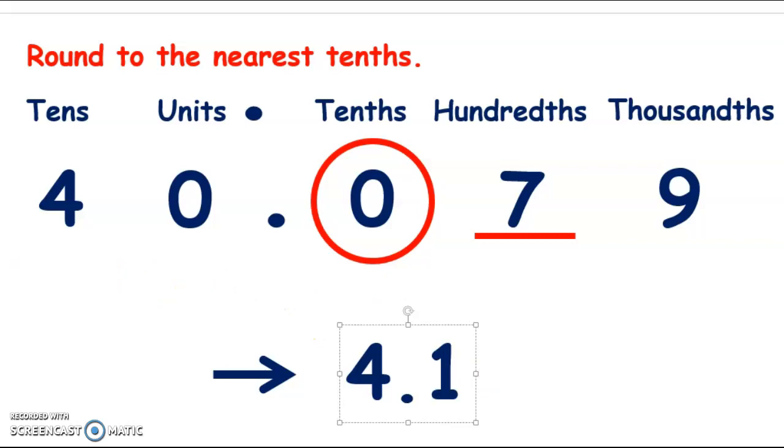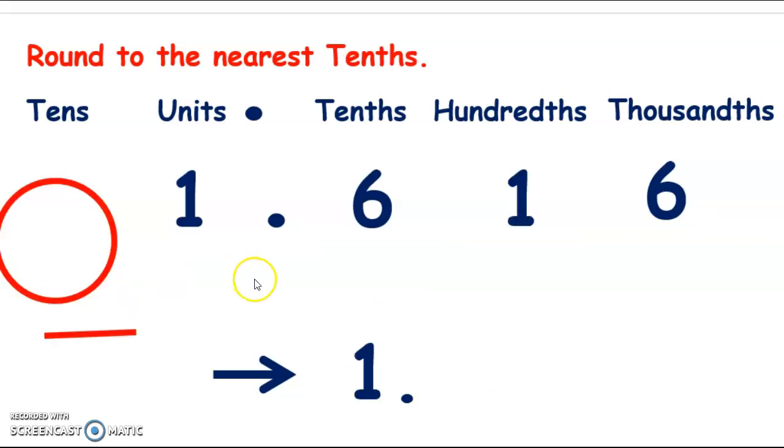Let's check the second one. I have another one, round to the nearest tenth. Now, this is my units, the ones, the whole unit. The tenth is 6. So I'm going to underline the digit to be rounded.